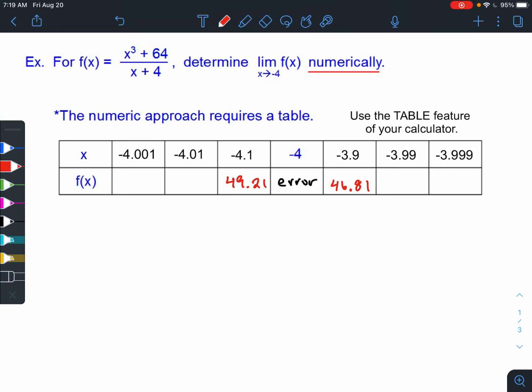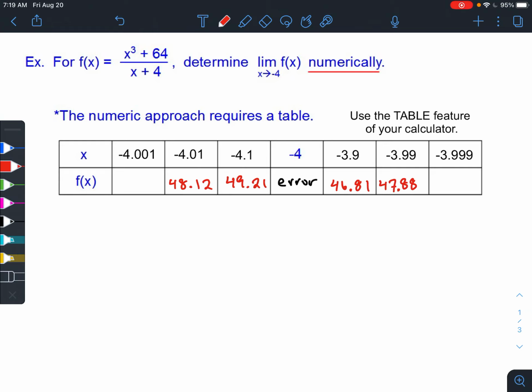And so if we set it to 100th, we can take a look at -3.99 and -4.01, and we get 47.88 and 48.12. Okay, at that point it might be pretty clear that it's somewhere between 48.12 and 47.88, so it's probably something like dead on 48.